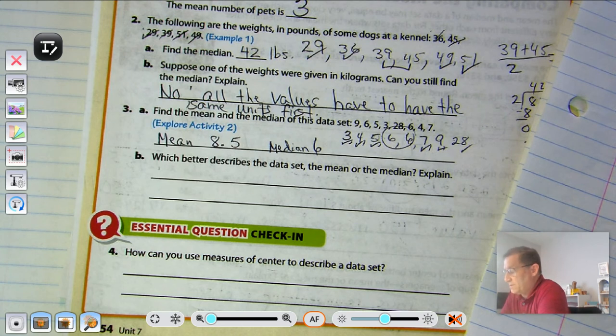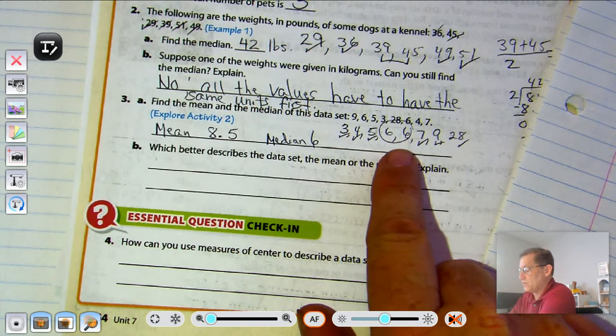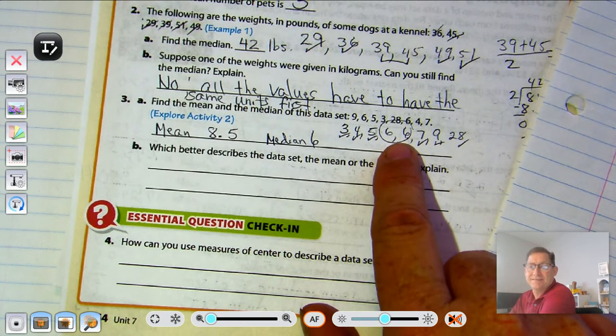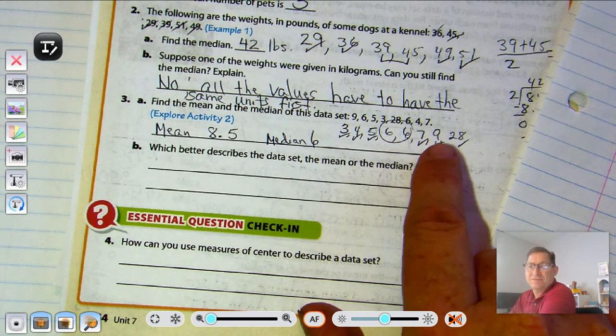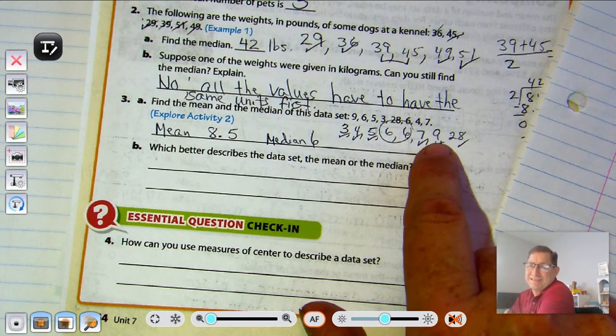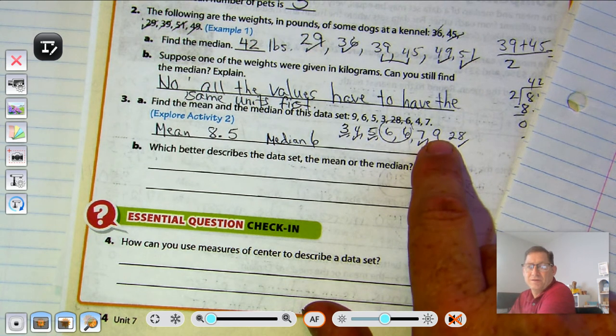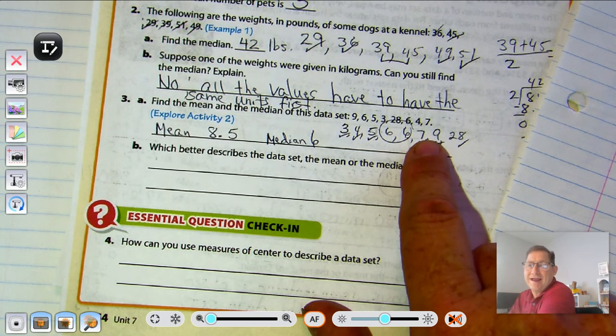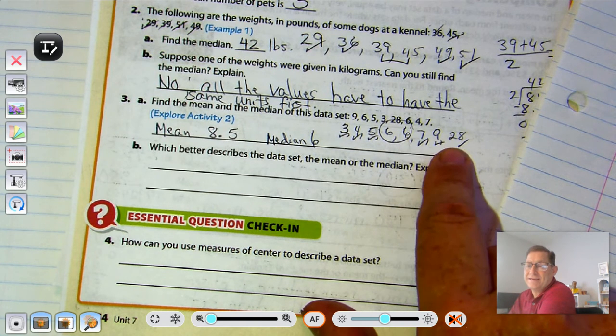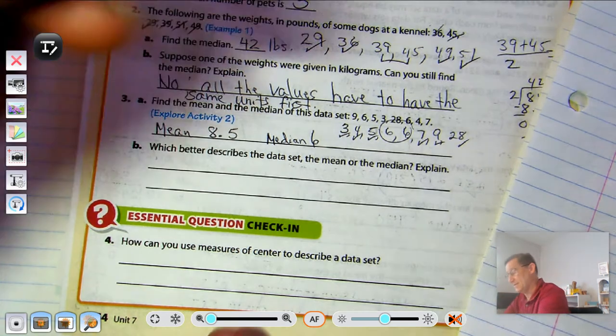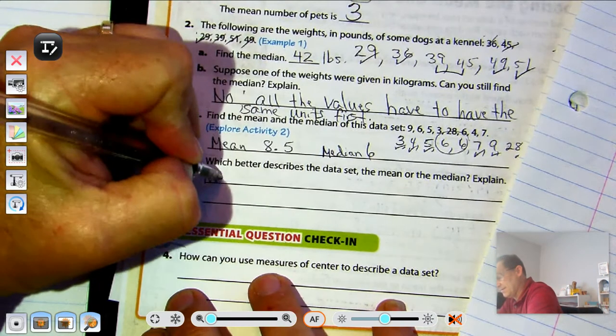So which one better describes the set of data? I would say the median, because most of the values are right around 6. 8.5, that's really actually too high. There are only 2 values that are around 8.5. Okay. The 28 increased or inflated the mean. So I would use the median.